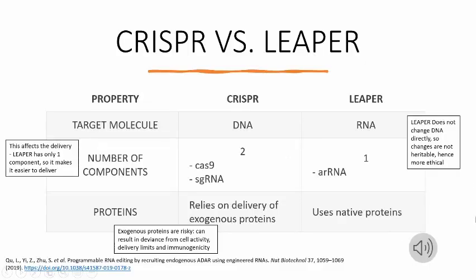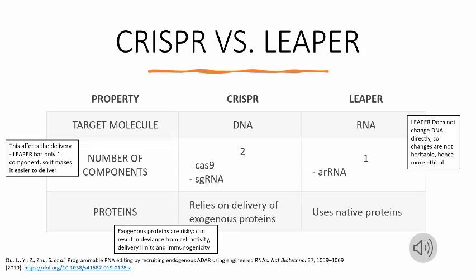Differences between CRISPR and Libra are as follows. The target molecule in CRISPR is DNA and in Libra is RNA. The number of components in CRISPR is two, Cas9 and single-strand guide RNA. In Libra, there is only one, arRNA. The proteins that CRISPR relies on are exogenous proteins, and for Libra, they are native proteins.